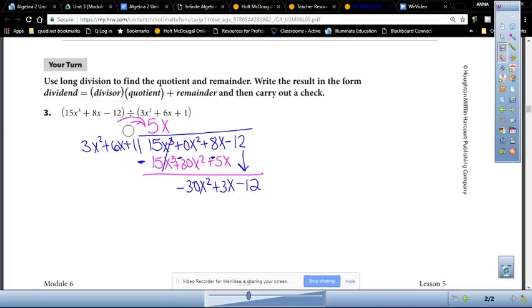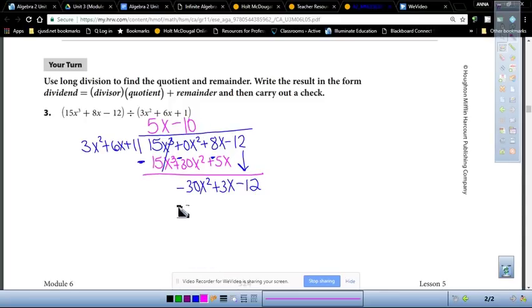How do I make 3x squared look like negative 30x squared? I multiply by negative 10. So that becomes negative 30x squared. Negative 10 times 6x is negative 60x. Negative 10 times 1 is negative 10. And so now I'm going to be subtracting these. But remember, subtracting is really multiplying each of these by a negative.